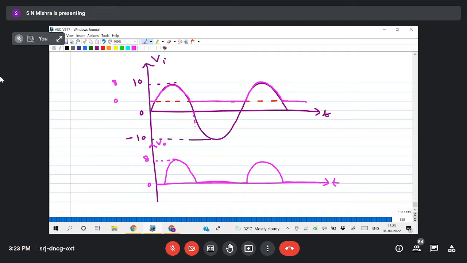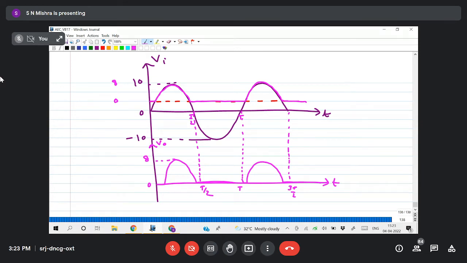T will be this much. This is your T. Sorry, T by 2. This is T. So T will be somewhere here. This is T by 2. This is T. This is 3T by 2. Any doubt from this drawing of graph?